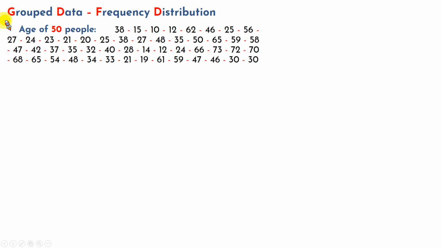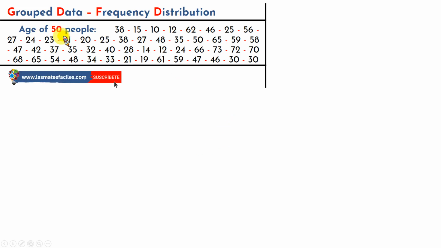We're going to talk about group data and how to create a frequency distribution table. Here we have the ages of 50 people. With this information we are going to create a frequency distribution table.